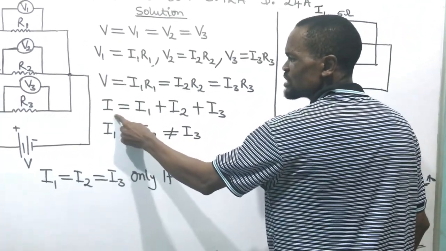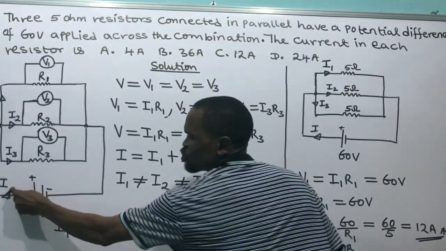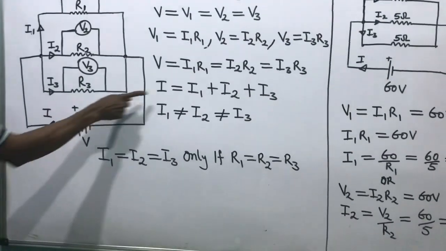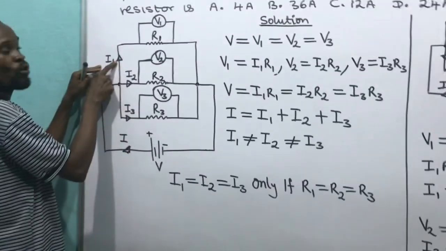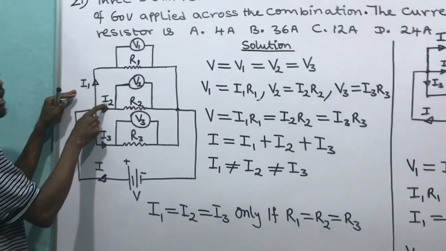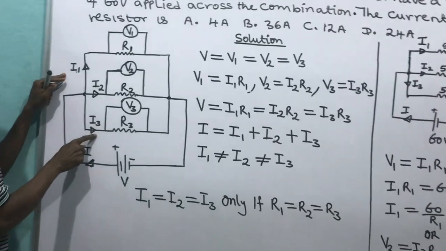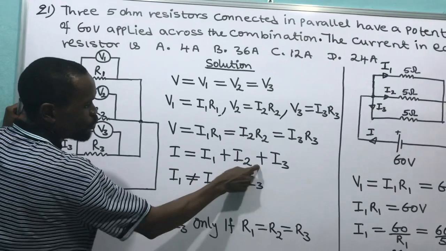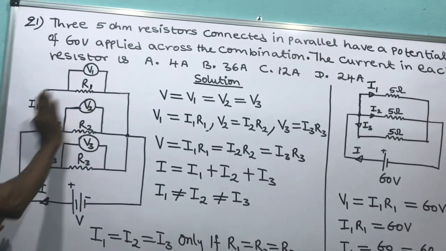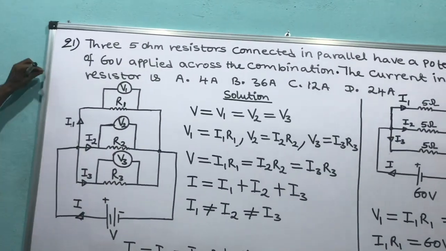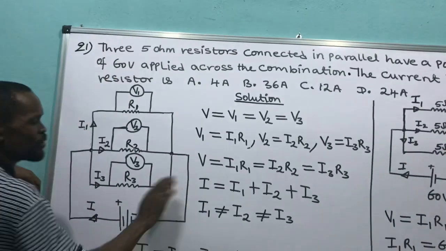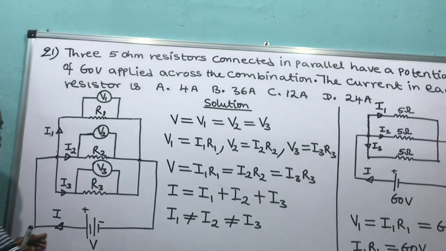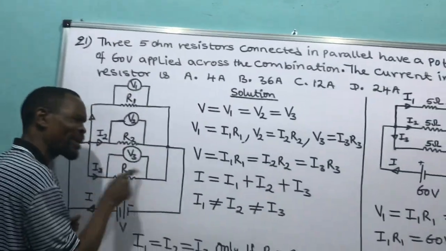Since the currents are not the same, look at the total current. The total current is equal to the current that goes to R1, plus the current that goes to R2, plus the current that goes to R3. That is, total current is equal to current 1 plus current 2 plus current 3. This gives the total current, because the total current splits here, goes through each branch, and when we add them up, it gives us the total current that flows.